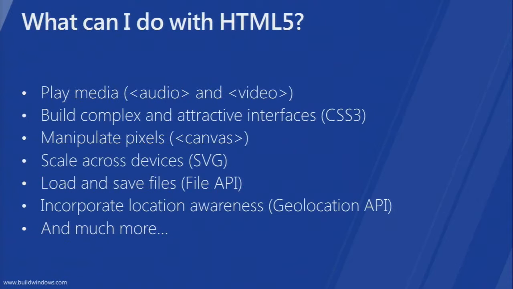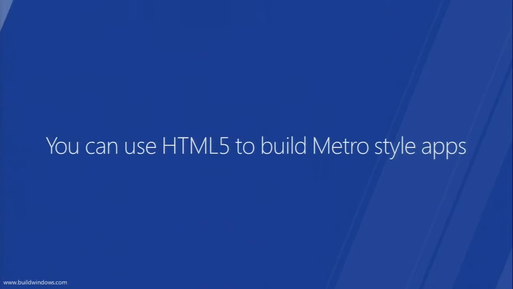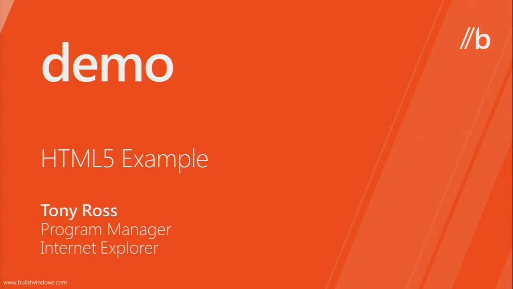First, there's a lot of things you can do with HTML5 today. It's a lot richer than HTML of the past. You can do everything from playing media with audio and video, drawing using Canvas, advanced layouts with CSS, even loading and saving files with File API. And there's much, much more beyond this. But one of the new things that you can do with HTML5 is use it to build Metro-style apps for Windows 8. Now, on that note, I want to show you a few examples of what HTML5 can do.